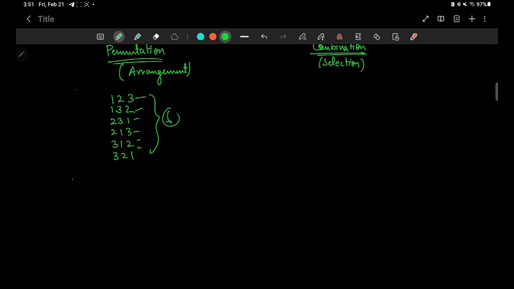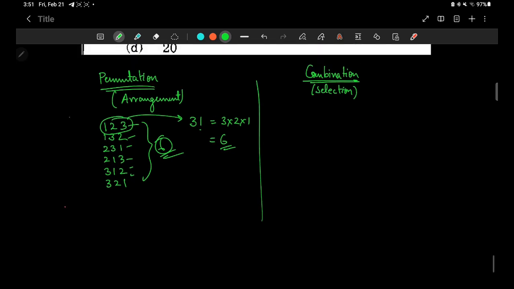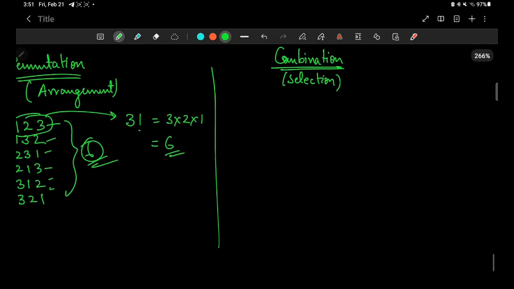To find this number of ways possible, how many numbers are there? 3 are there, no? So just do 3 factorial. That is 3 into 2 into 1. Just reduce the number by 1 and multiply them. So you're going to get 6. So this is arrangement. We will not be needing this concept. We will need combinations.